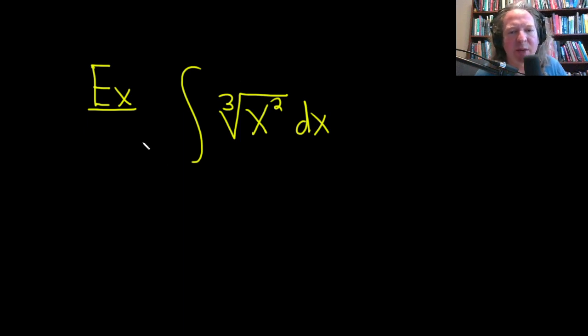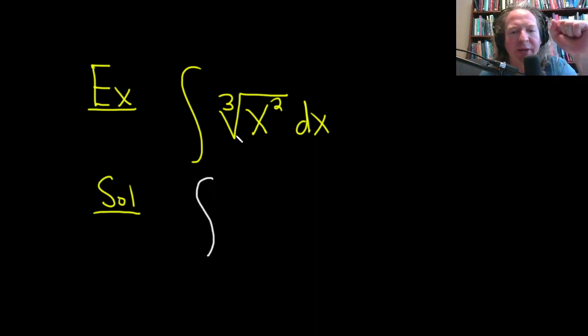Okay, let's do this example. We have the integral of the cube root of x squared, and we're integrating with respect to x. So the trick for this problem is to rewrite it first. Because we're rewriting and we're not integrating yet, we still have to write the integral sign.